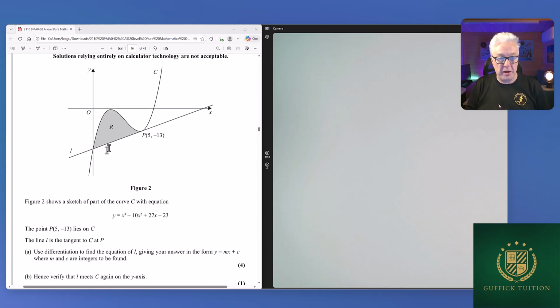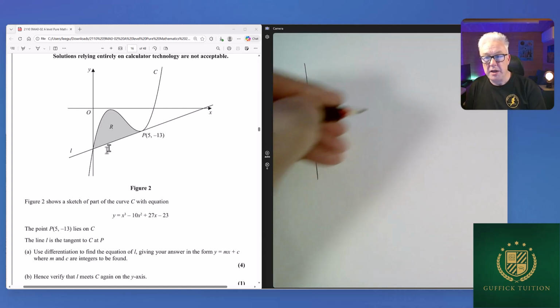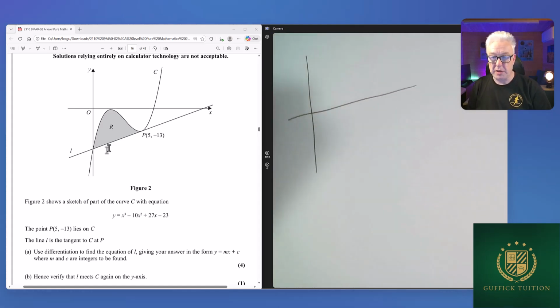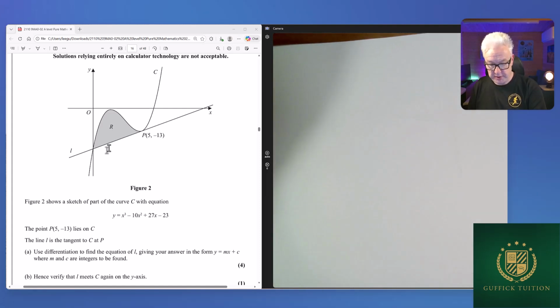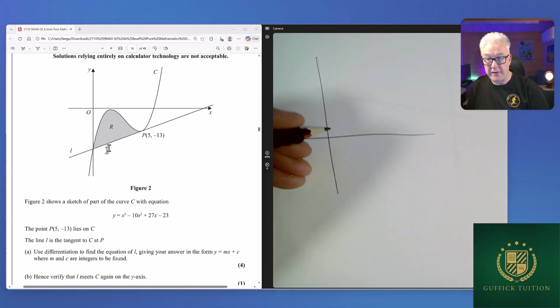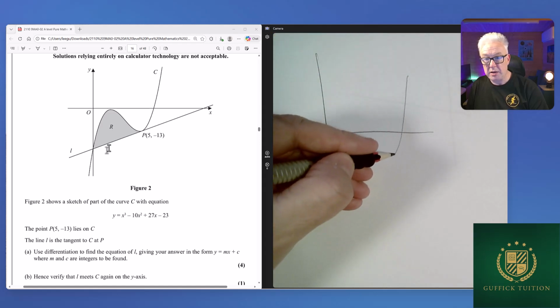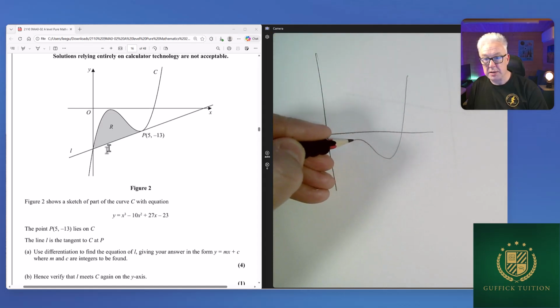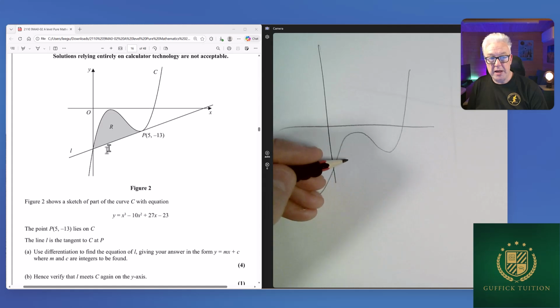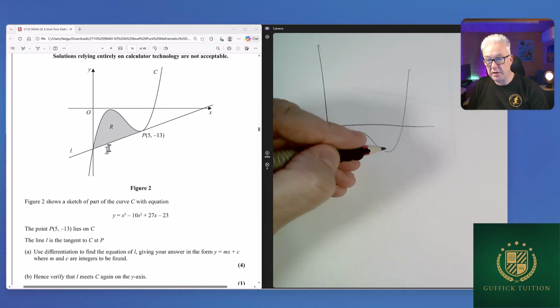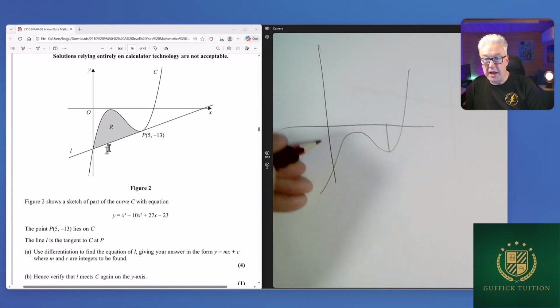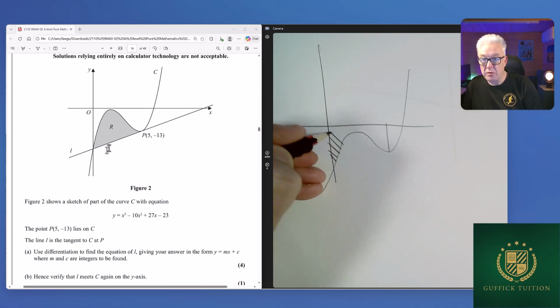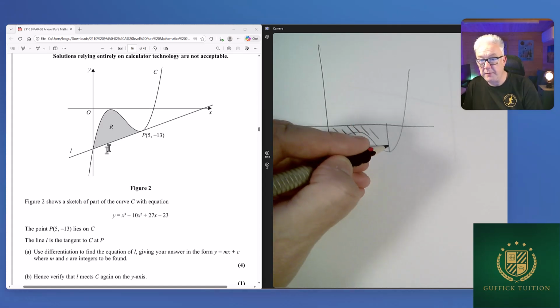So that really throws people: how on earth are they going to find the region R? Well, the answer is, if we integrate the curve... Let's start again. That was meant to be my coordinate axes. Okay, so if we have our curve here, like that, and we integrate between 0 and 5, we're going to get this area here.